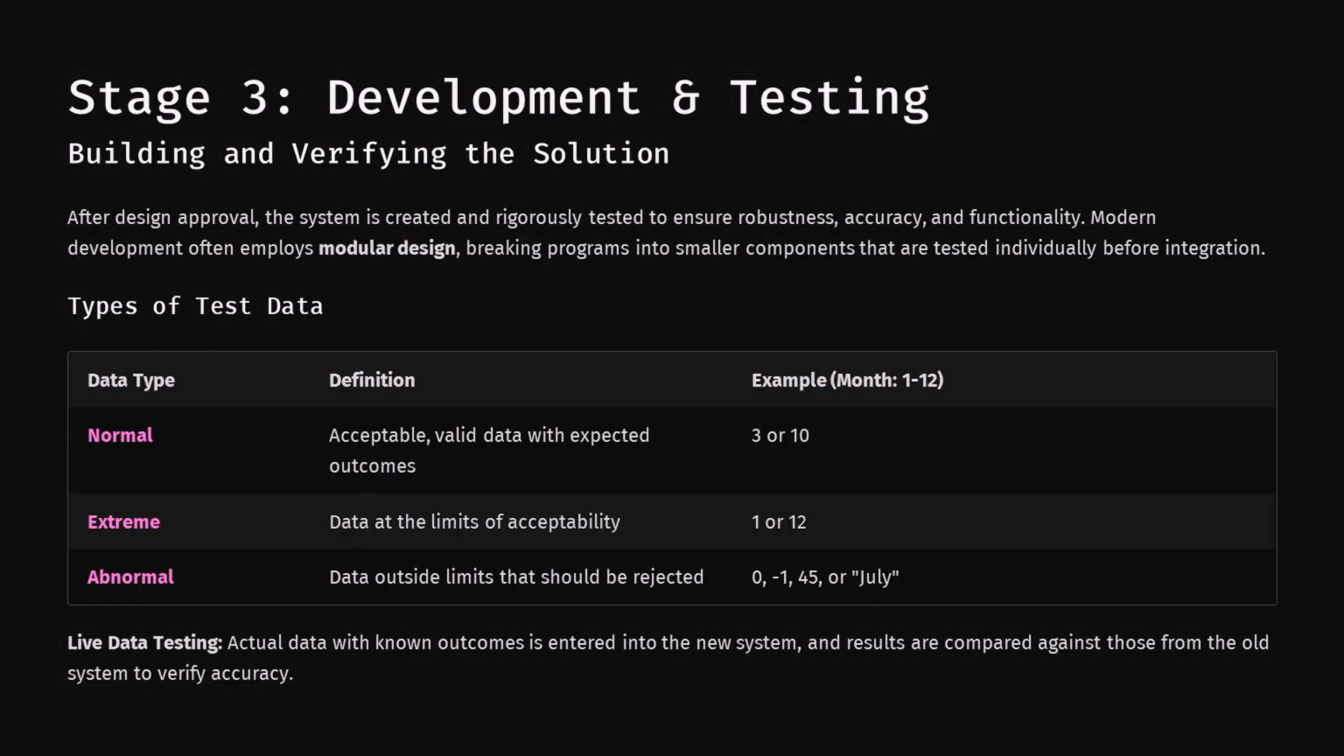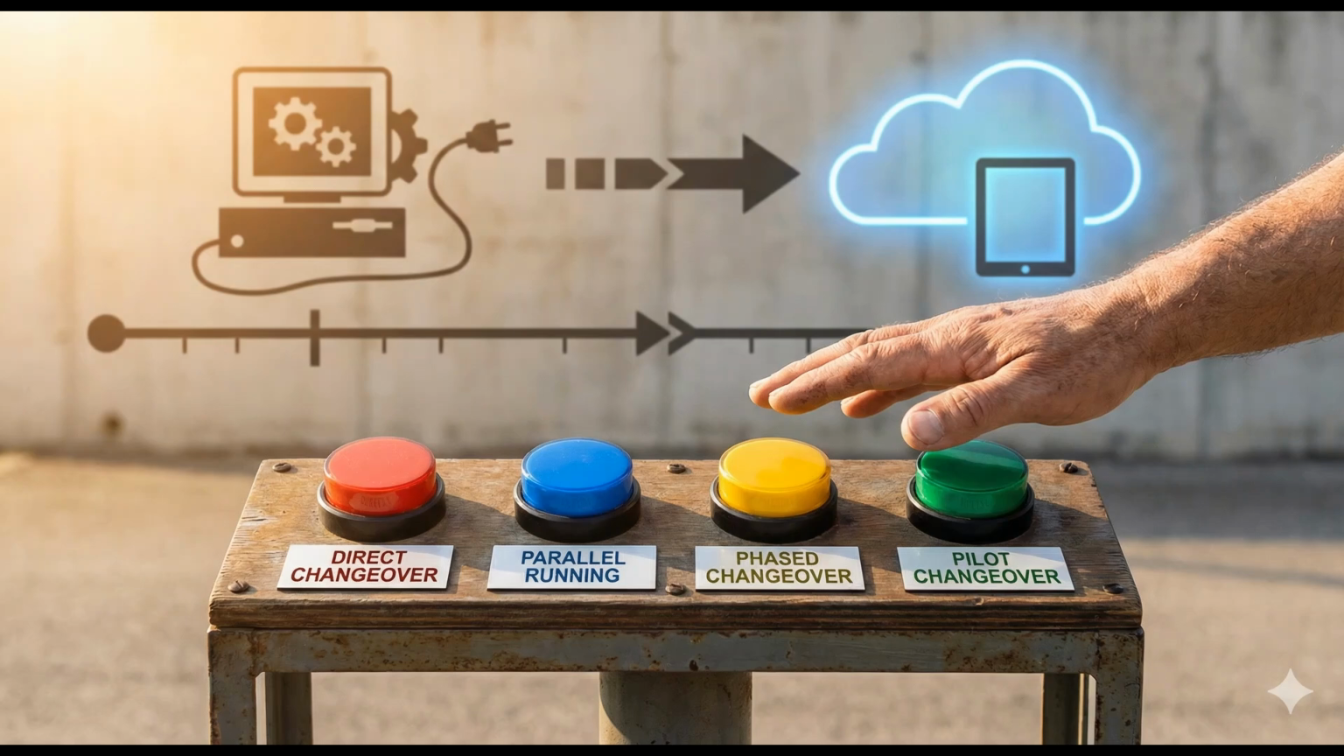Stage 4 is implementation. This is when you actually transition from the old system to the new system. This is a critical and often stressful stage because organizations are dependent on their computer systems. If something goes wrong during implementation, it can be disastrous. That's why there are 4 different changeover methods to choose from, each with its own advantages and disadvantages.